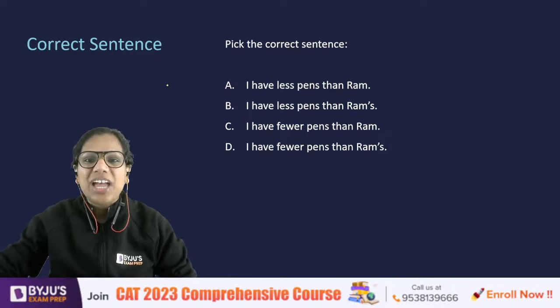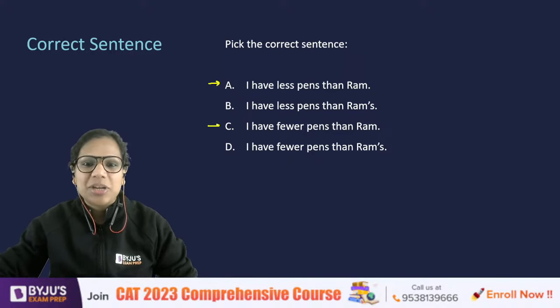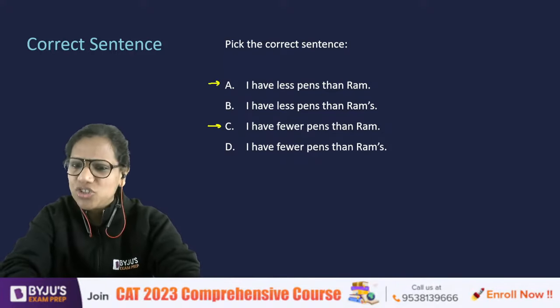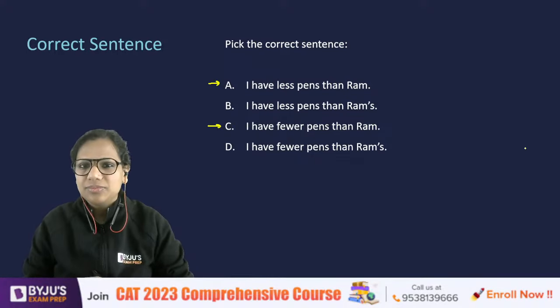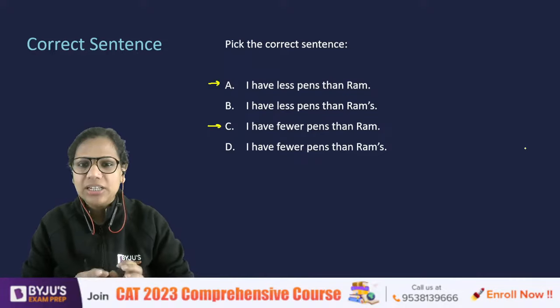So it's A versus C in the chat box. A: I can see that I have less pens than Ram. C: I have fewer pens than Ram. So that means you've rejected B and D. That's good. Others, are you sure B and D should be rejected?